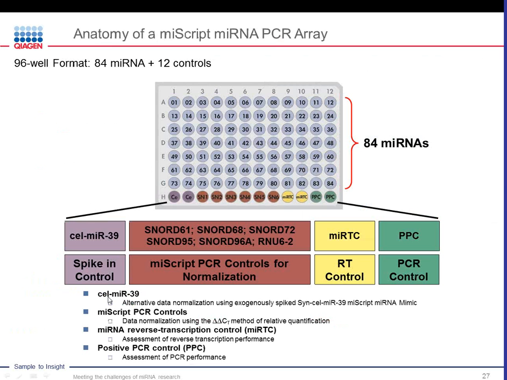Here's what a PCR array looks like. We just have the 96-well as an example, but we also have 384-well. The first 84 wells contain mature microRNAs, and the final 12 wells contain a variety of controls.